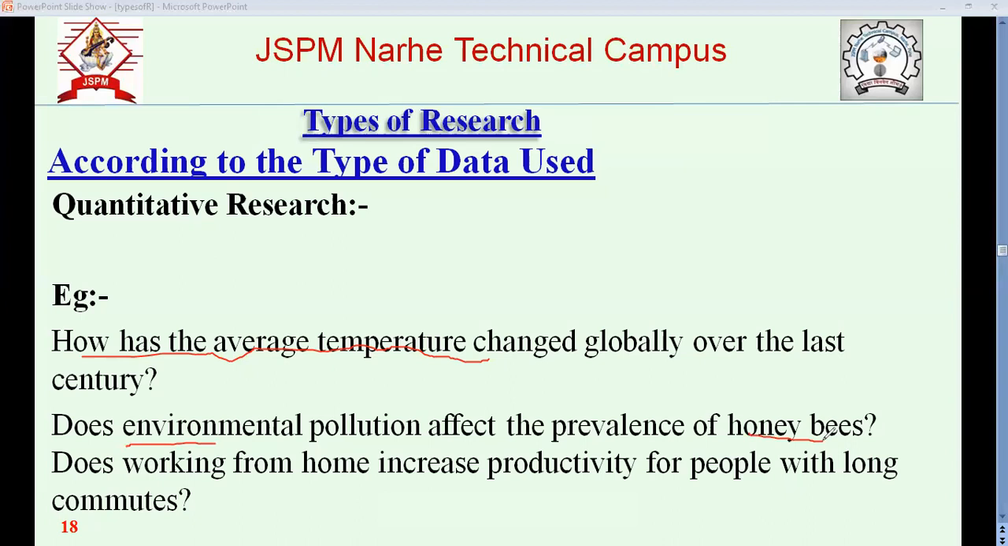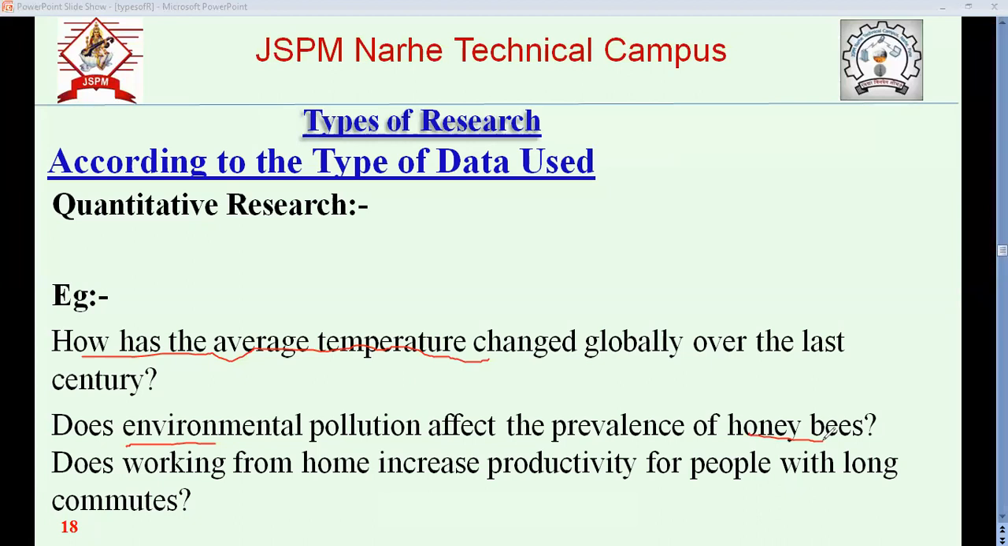We'll move to the next example. Does working from home increase productivity for people who commute, traveling from a long distance? Whether we can provide the option of work from home to a person traveling from a long distance, and whether it is increasing their productivity. So these are examples of quantitative research.